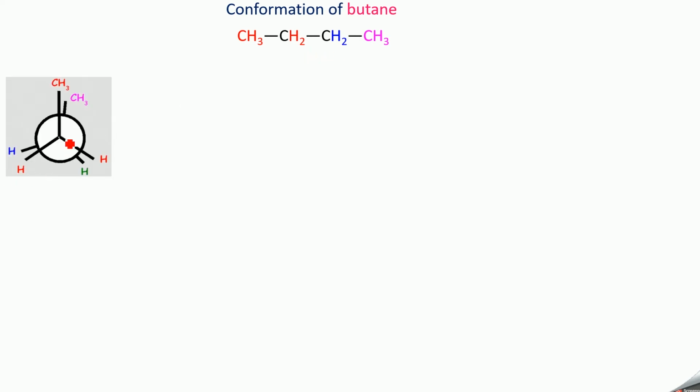In this video, we will discuss the conformation of butane. So, butane is CH3, CH2, CH2, CH3. Newman projection formula we can write like this. So, this dot represents this carbon with CH3 and 2 hydrogen. The circle represents this carbon with CH3 and 2 hydrogen. So, we have CH3 and these 2 hydrogen attached to the circle.